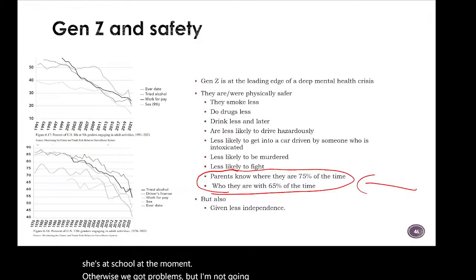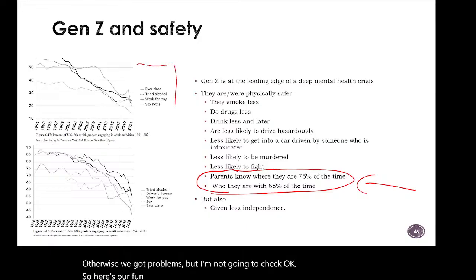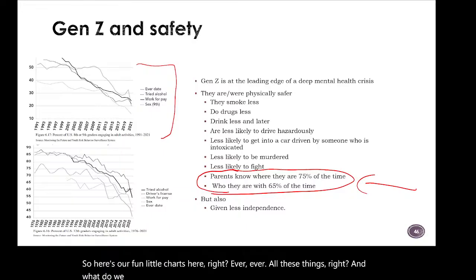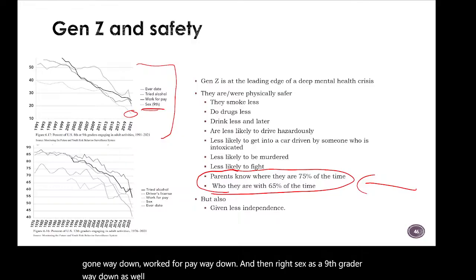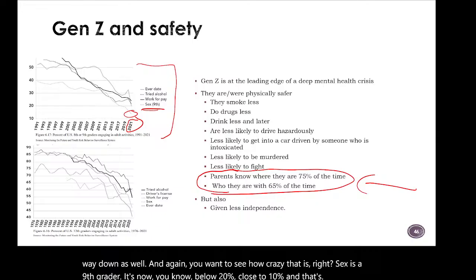Okay. So here are our fun little charts. What do we see over time? Ever dated has gone down. Tried alcohol has gone way down. Worked for pay, way down. And sex as a ninth grader, way down as well. You want to see how crazy that is? Sex as a ninth grader is now below 20%, close to 10%, and that's 2021 numbers.